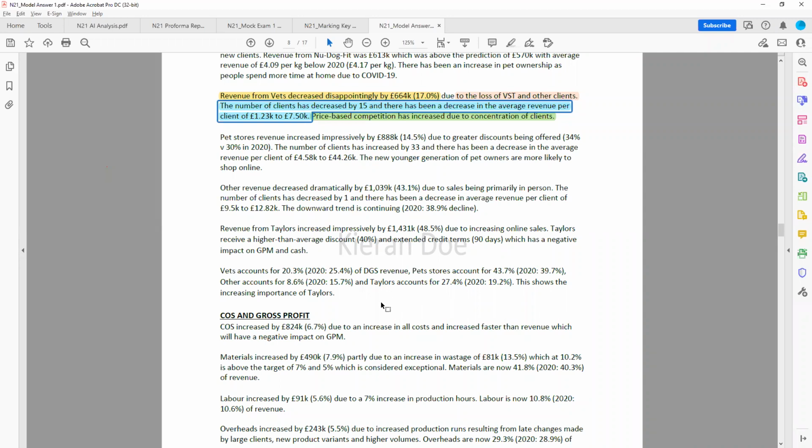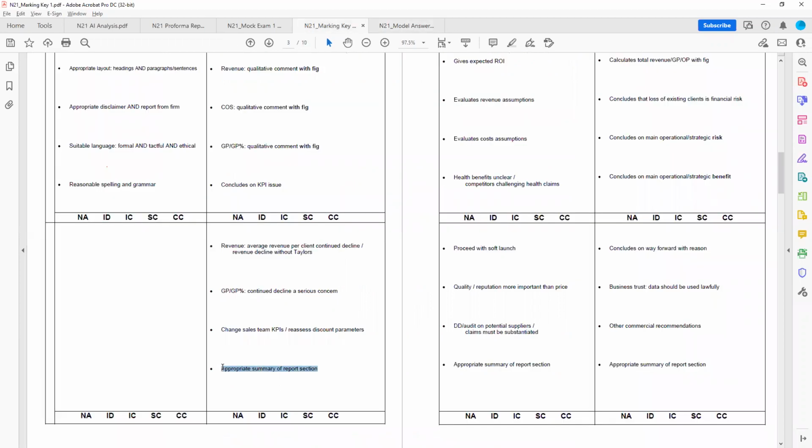But in the exec summary, you're deciding what are the most important points that you want to bring to the attention of the directors, the executives, the people who are reading the report. Of course, you can't bring in too much because there is a mark for appropriate summary of report. So again, there's a bit of a balancing act. You've got your conclusions in there to get these points. You need to add in a few more points or have a few specific recommendations, but you can't have too many or you lose this one.